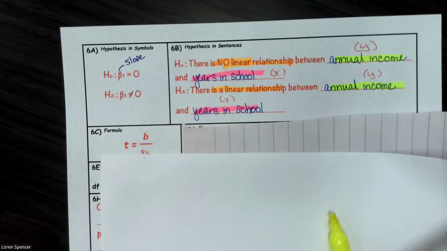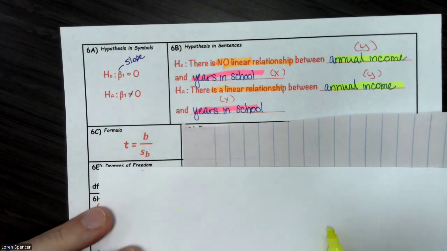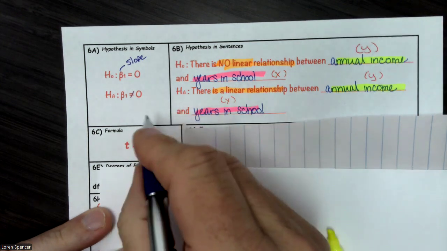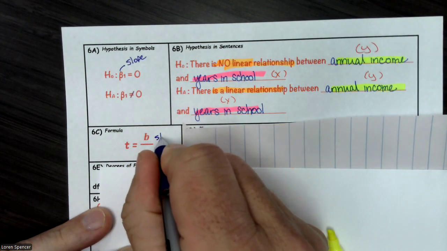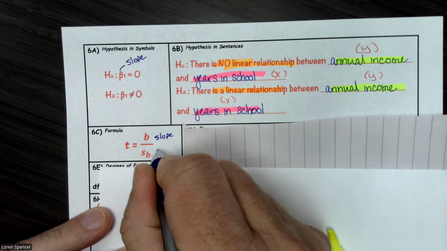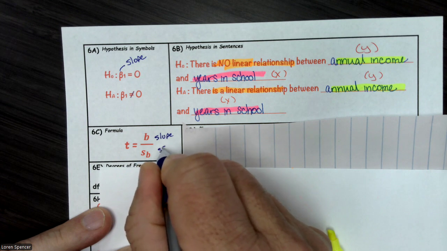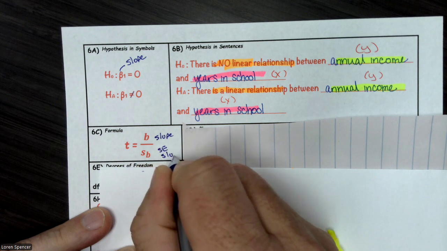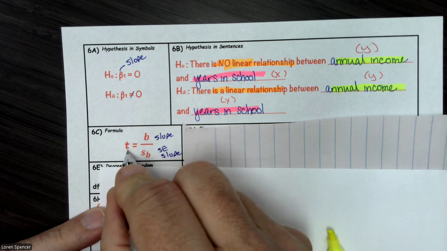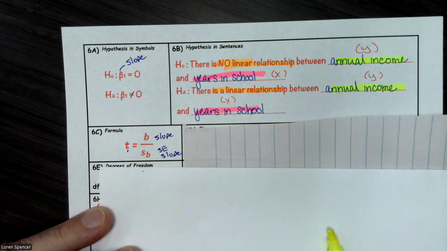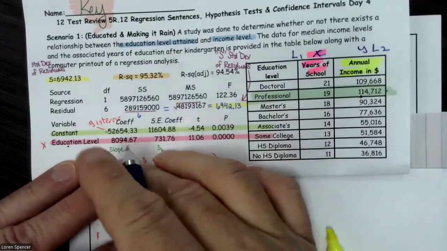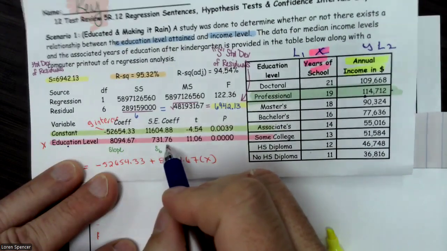So the formula is t equals b over s_b. But what is b and what is s_b? Well, I'm glad you asked. b is my slope, and s_b is my standard error of the slope. So remember, that's my t statistic. I can go back to the table and go, you know what? This is my slope. That's my s_b.